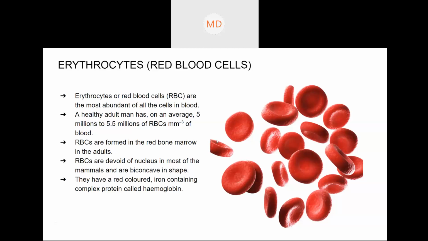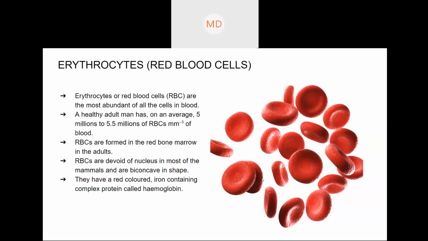What you need to remember about the red blood cells is that they are the most abundant out of all the cells. Most abundant means the quantity of red blood cells is more than all the other cells. And the second thing is that they are formed from bone marrow, the thing that is inside the bone. Bone marrow is found inside the bone, and the red blood cells originate from the bone marrow.